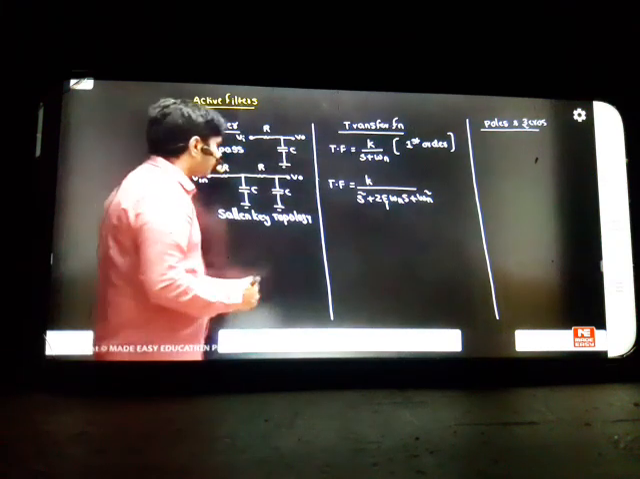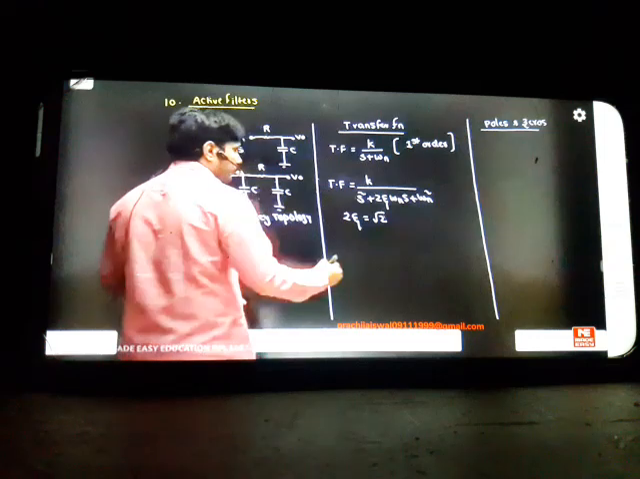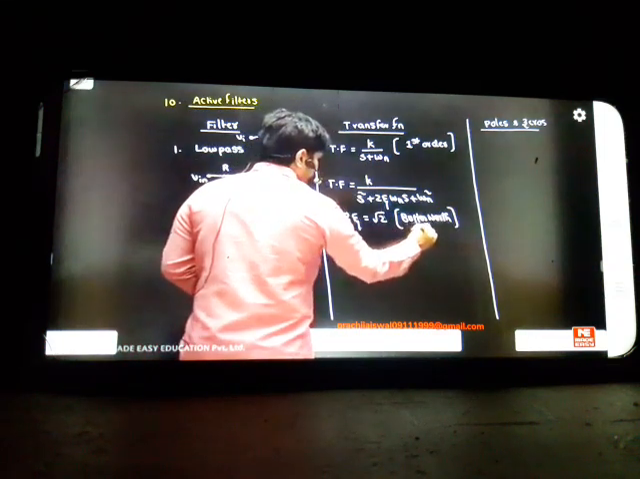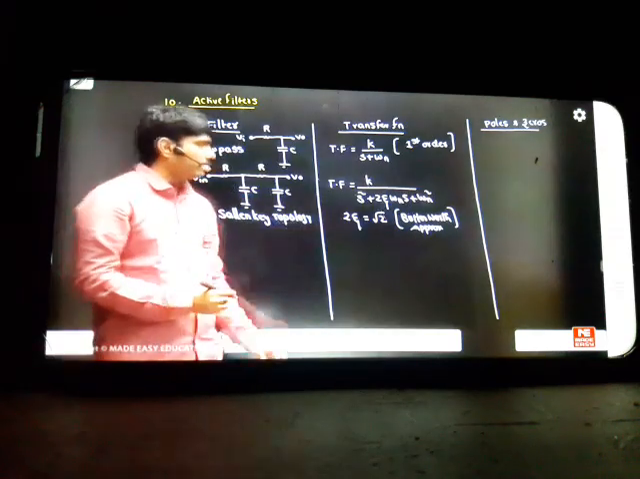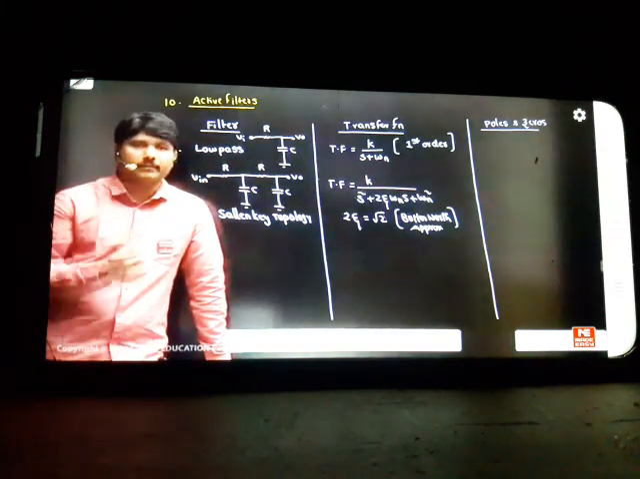In Butterworth, whatever 2 eta we have, we have considered it as root 2. This is called the Butterworth approximation. The damping coefficient, that person Butterworth has taken as an approximation of root 2, that is 1.414. Then how the results will come, all these things you can see in my video.